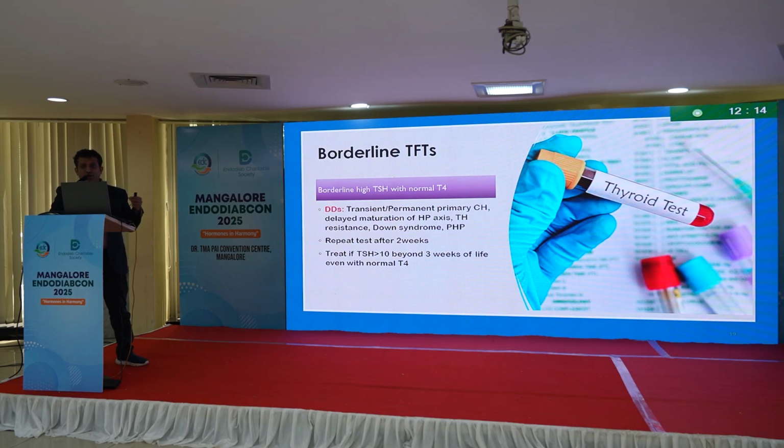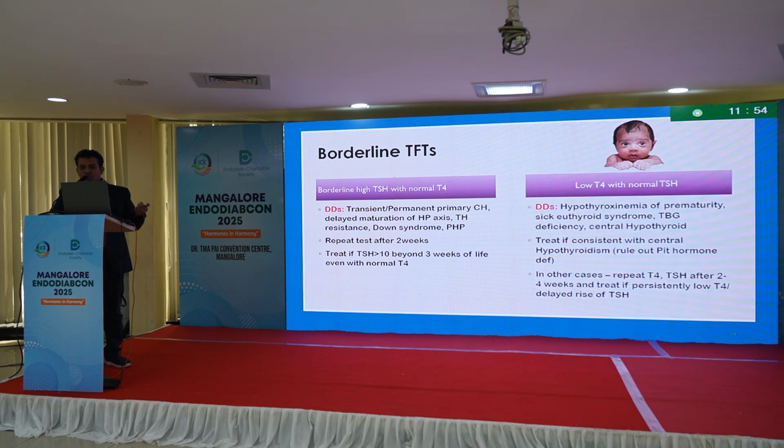So what do you do when you have borderline TFT, borderline high TSH with normal T4? Again, as I have told you, repeat the test after 2 weeks. No hurry to start treatment. Nothing will happen to that child in at least 2 weeks. If it persists beyond 3 weeks, and the TSH is more than 10, we treat. Even with normal T4, we should start treatment, is what they mentioned.